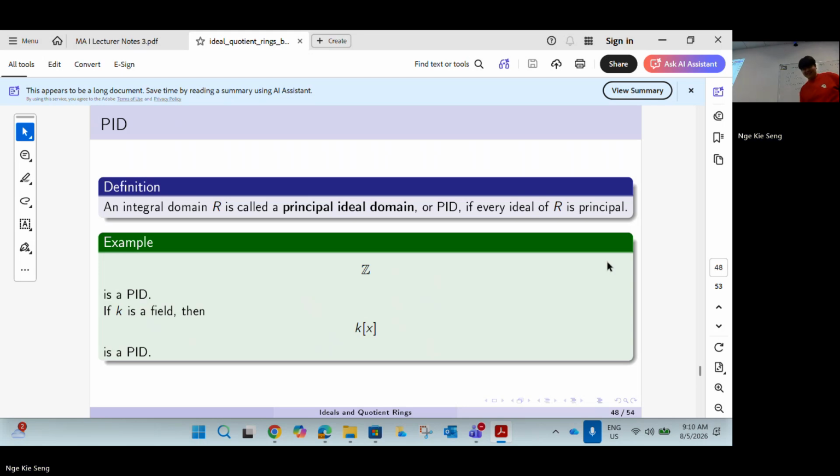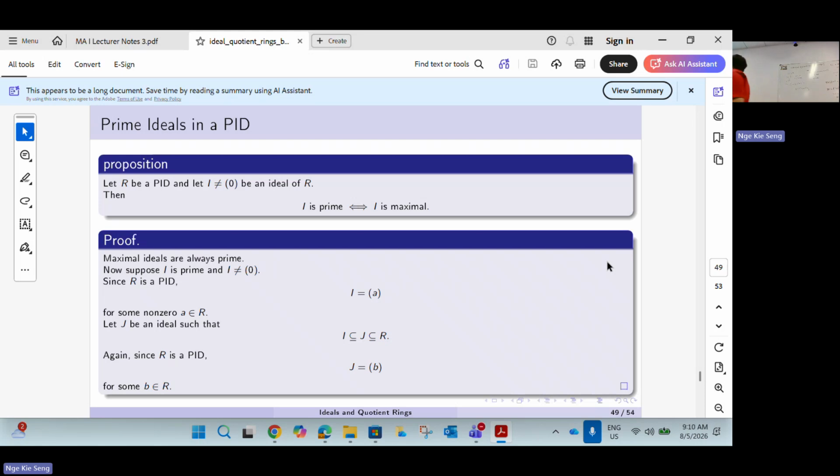Okay. Then prime ideal in a PID. I propose to say R is a PID, and let I, not equal to the ideal generated by 0, be an ideal of R. Then I is a prime ideal if and only if it is also maximal. This is if R is a PID. Otherwise, we cannot have this.